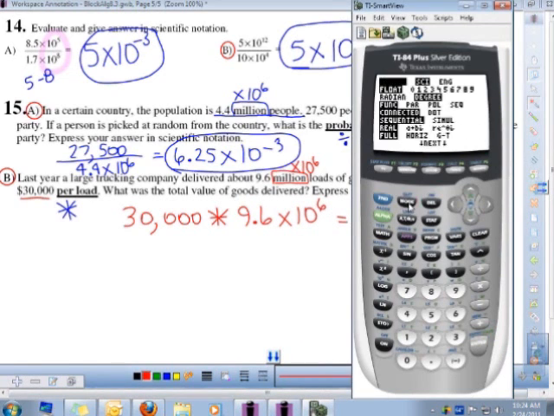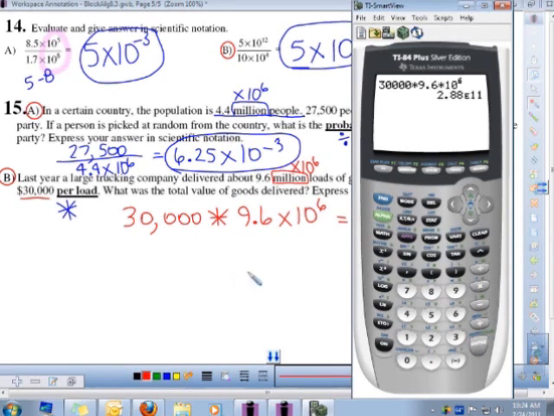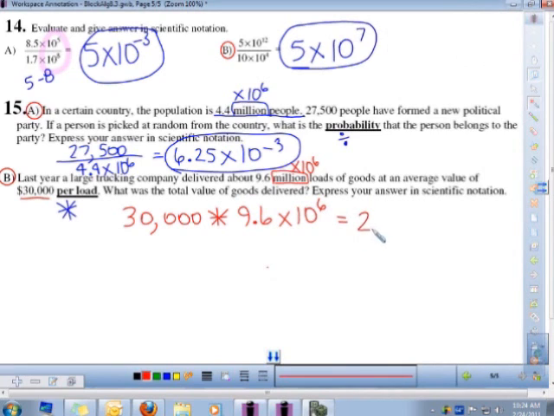We're in scientific mode, and we just have to press that on the calculator screen. 30,000 times 9.6 times 10 exponent 6 equals 2.88 times 10 to the 11. That's a lot, isn't it?